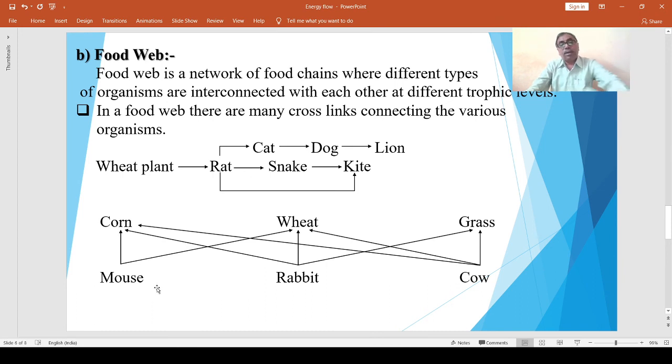If these animals become more rare, then there are several alternative ways along which food energy can move from low trophic levels to high trophic levels. The different pathways at several levels forming a complicated network is called food web.